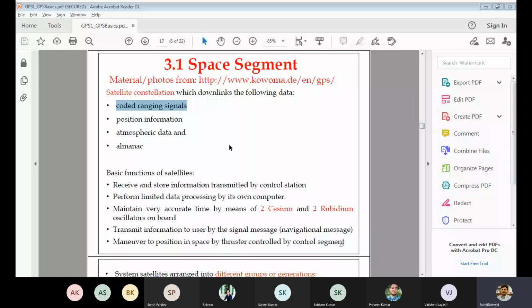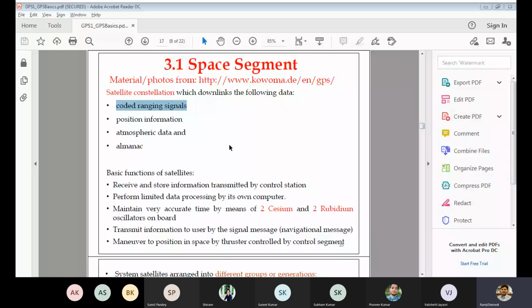It maintains very accurate time by means of two cesium and two rubidium atomic oscillators on board. That's why the cost is very huge. $1 million cost is involved for an individual satellite because it has two rubidium and two cesium probes. Why two? Because you do not need to get back to the satellite again on the surface. Once it is launched, it is launched. Now everything will be controlled and maneuvered only by the so-called control segment. So that's why they are loaded with more than enough atomic oscillators.